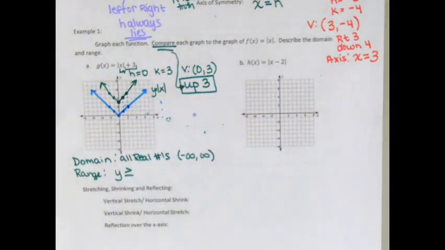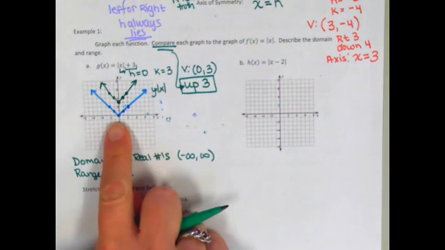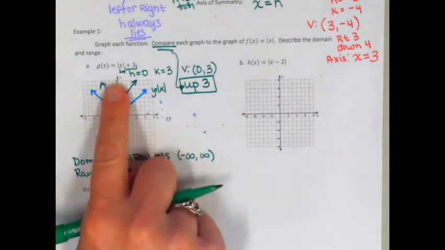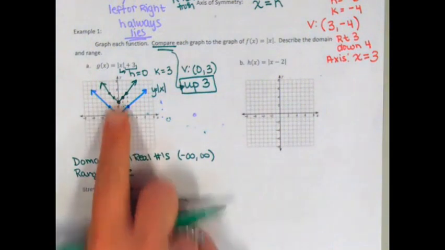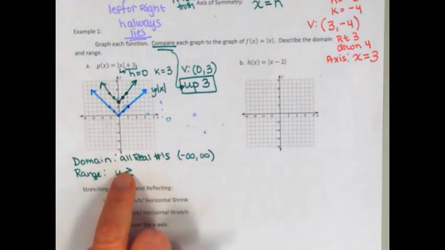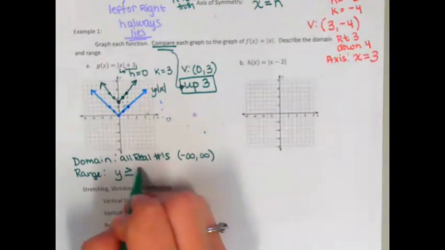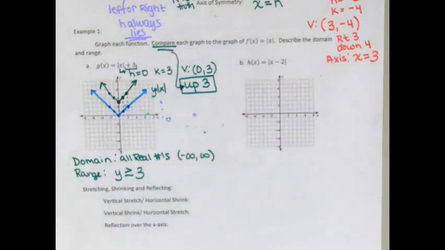Now, what changed? Our vertex changed, right? It went up 3 units. So instead of being 0, we went up 3. So this is going to be y is greater than or equal to 3. And there you go.